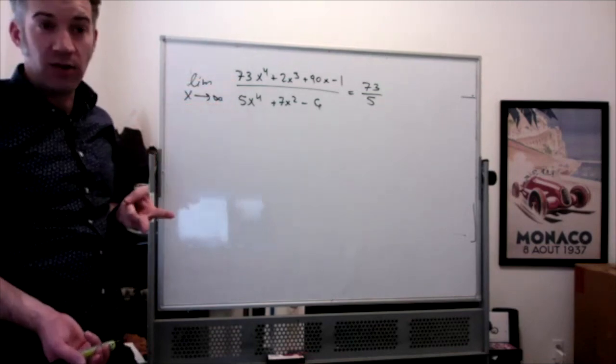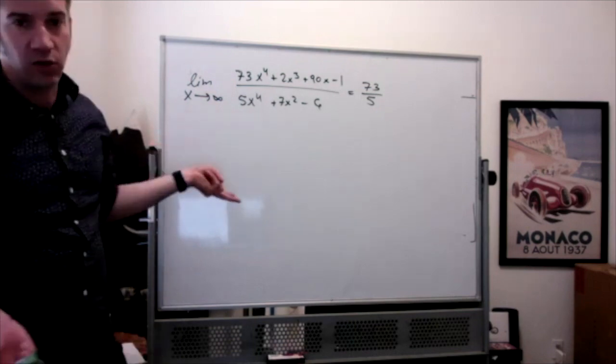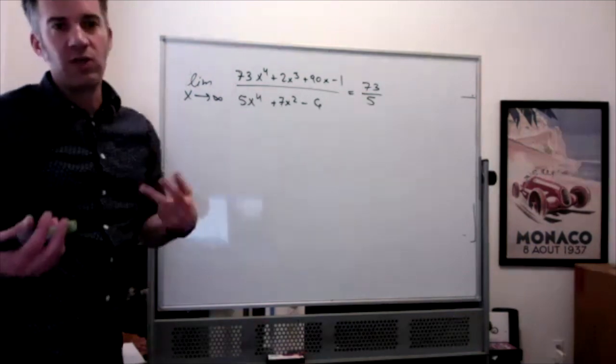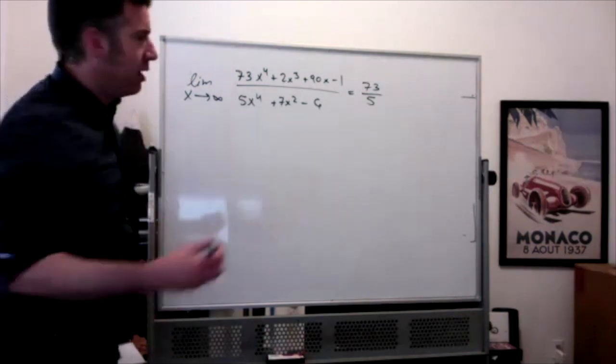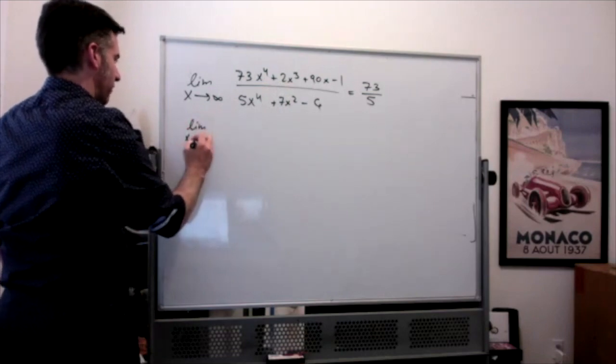Or you could use L'Hopital's rule 4 times. I don't want to do that. Or you could actually show the work, which we don't. We used to show the work, and they're like, we know the rule. But the work would be to divide everything by x to the 4th. So we divide everything by x to the 4th.